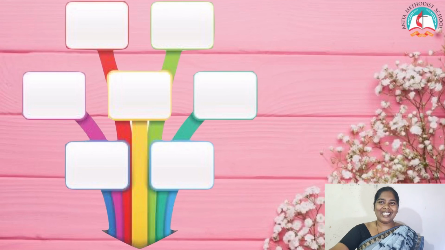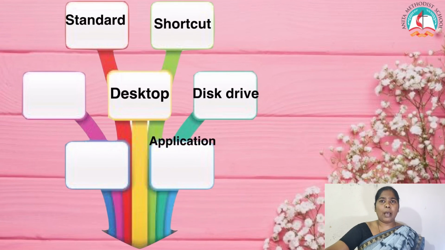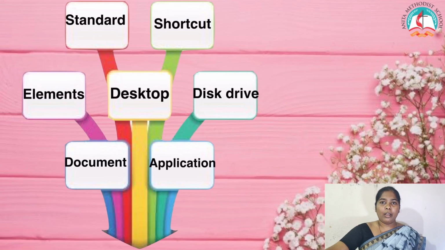Okay, yes, we come to the end of the class. Do you remember what we learned till now? Yes, we learned about desktop and standard icons, shortcut icons, and disk drive icons, and then application window, document window, and elements of window.